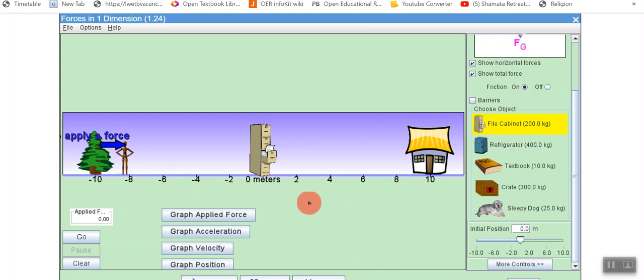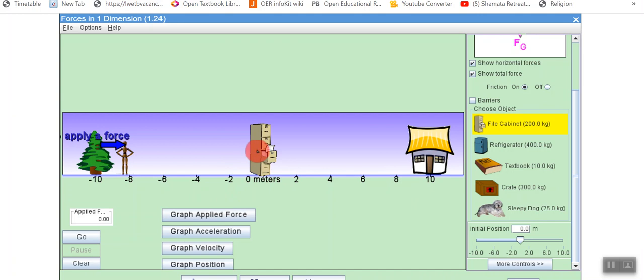So just to get this idea of work done. Remember, in order to get some work done, we have to apply a force, and that force has to make an object move a distance. If we have a look here, this guy is trying to move this filing cabinet into the house. We can see there's a distance of about 10 meters from where the filing cabinet is to where the person's house is.